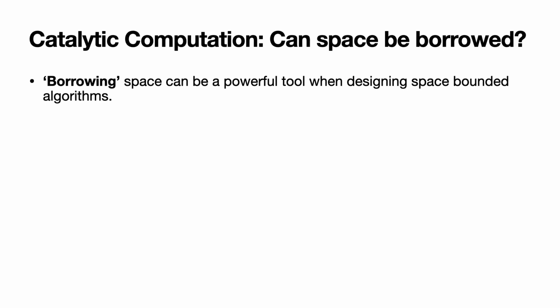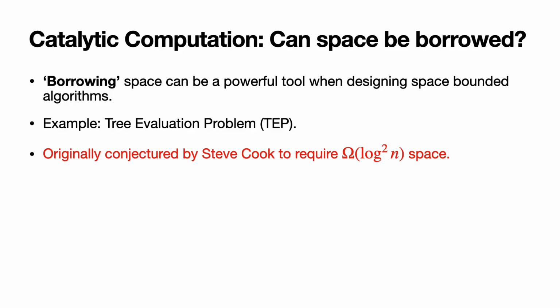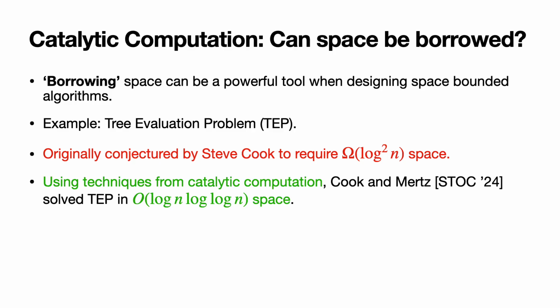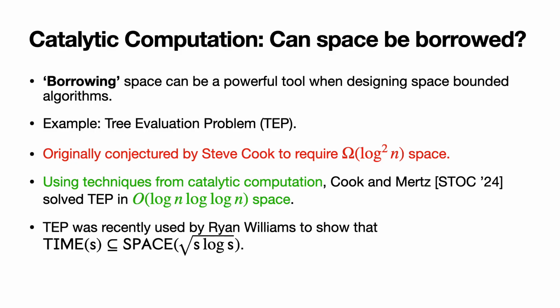It turns out that borrowing space can actually be a pretty powerful tool when designing space-bounded algorithms. An example is the tree evaluation problem. This problem was originally conjectured by Steve Cook to require log squared n space. However, using techniques from catalytic computation, Cook and Mertz solved TEP in log n times log log n space. And this TEP algorithm was recently used by Ryan Williams to show that any problem which can be solved in time s can be solved in space approximately square root s. So this idea of borrowing space is unlocking completely new tools in space-bounded algorithms.